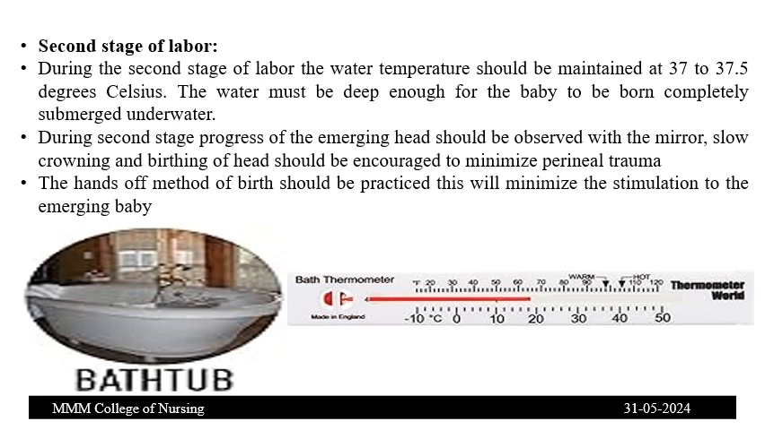During second stage, progress of the emerging head should be observed with the mirror. Slow crowning and birthing of the head should be encouraged in order to minimize perineal trauma. The hands-off method of birth should be practiced. There is no meddling of hands when there is crowning and when the mechanism of labor is taking place. Hands-off method is encouraged. This will minimize the stimulation to the emerging baby.